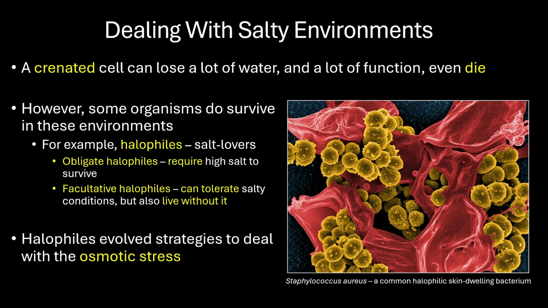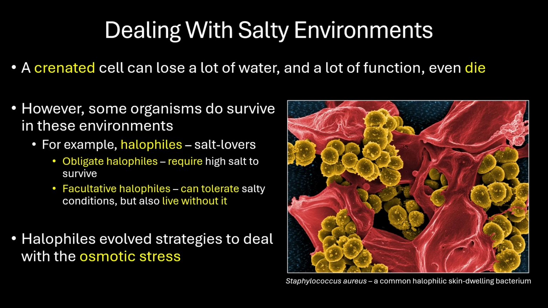Now, a crenated cell is very problematic, because the cell is going to be losing a lot of water and therefore a lot of function. Water isn't just important in certain metabolic reactions. It's also a facilitator. It's an environment inside of the cell. And if you lose that environment, the cell can also lose a lot of function. And in some cases, it can even die. But there are some species that actually have the ability to survive under those conditions. These are the halophiles, the salt lovers.